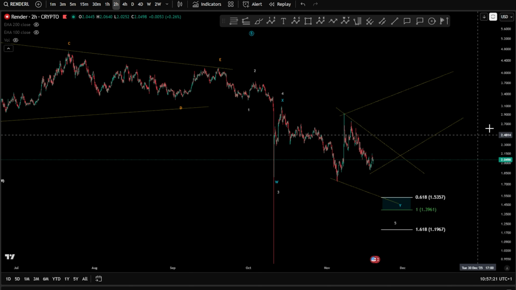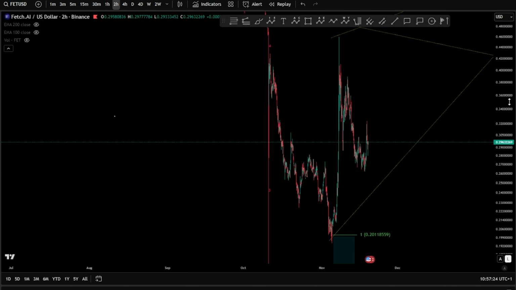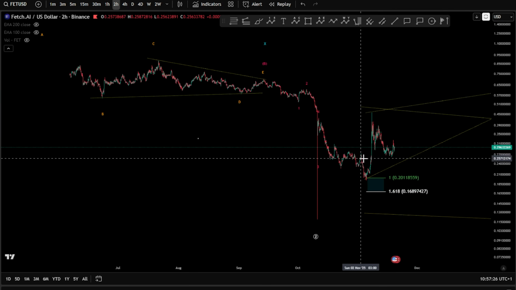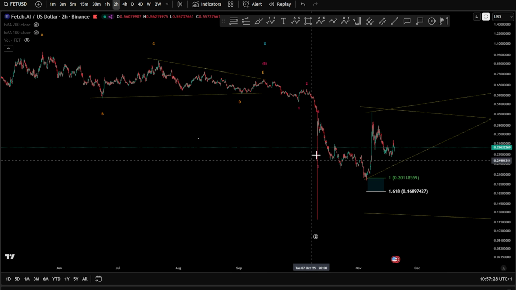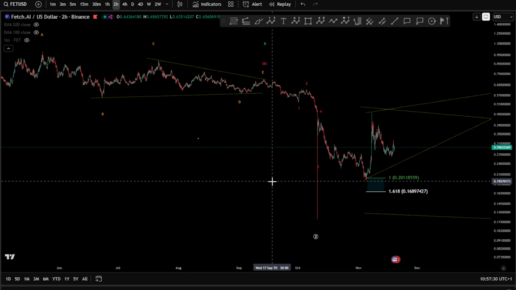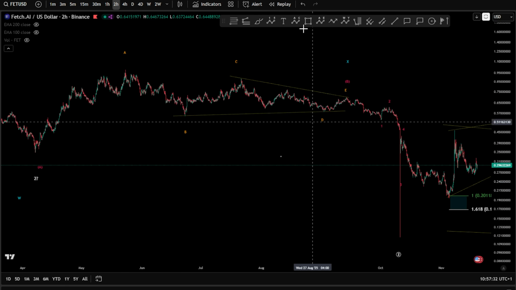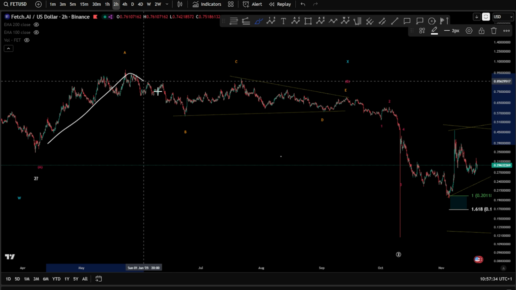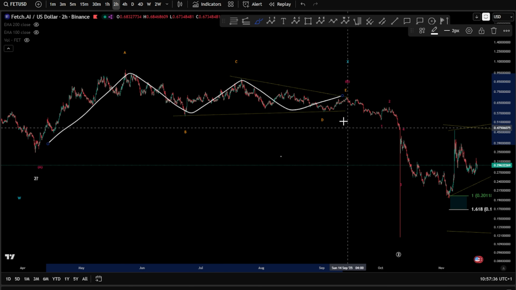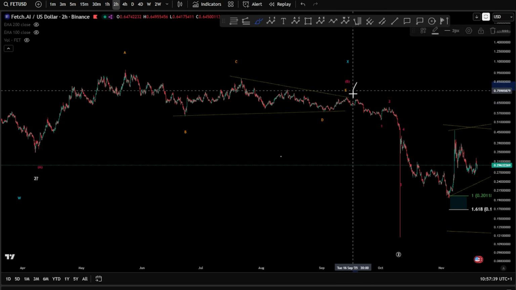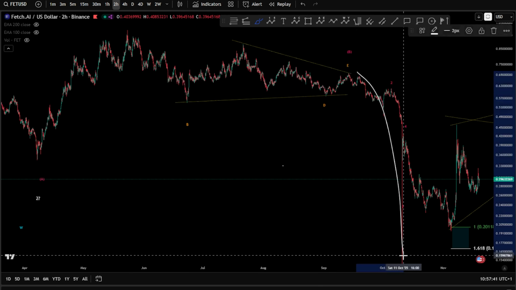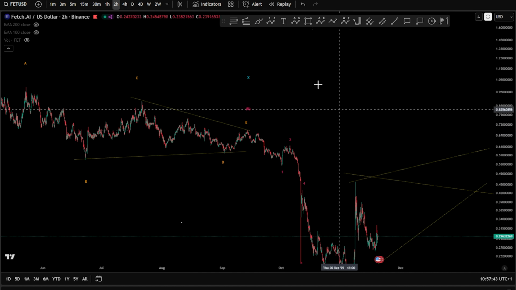We'll see, guys, regarding Render. Let's move to FET as well. Here for FET, we are looking also at the lower time frame. As you know, FET is almost like Render. It has a triangle and potentially finished in a wave E, which of course was a very good signal that we dropped down for Render and FET.